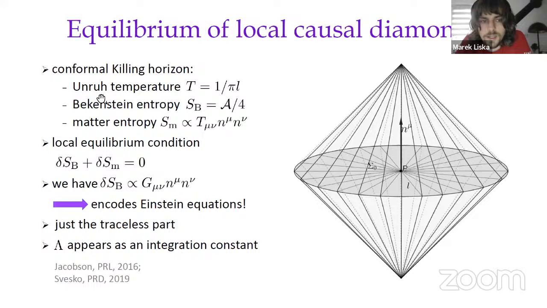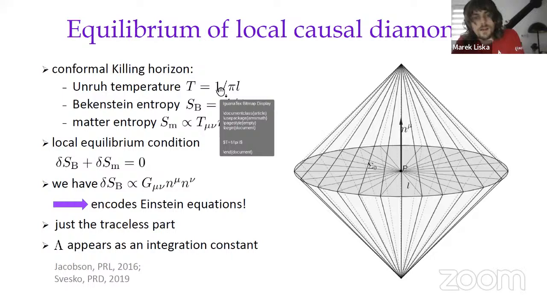And as a result of this, we can very nicely talk about thermodynamics of these objects. First of all, it has been argued in different contexts and using different techniques that the temperature of such a diamond is proportional to 1 over pi times the length scale defining the diamond. So, in other words, if you are an observer inside this causal diamond, you will not see the standard Minkowski vacuum as empty, but you will see a thermal bath of particles of this temperature.